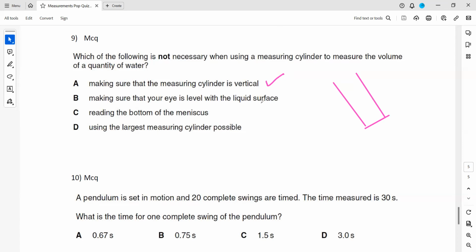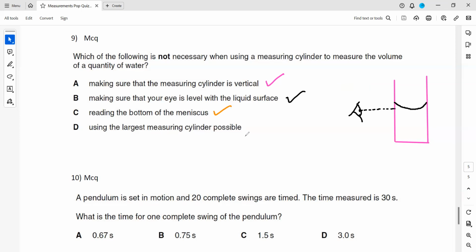Make sure that your eye level is with the liquid surface. That's also true. Whenever we are reading, we should always look at the bottom of the meniscus and look perpendicular. The curvature which is formed, that is the meniscus. So making sure that the eye level is with the liquid surface, that's correct. Reading the bottom of the meniscus, that's also correct.